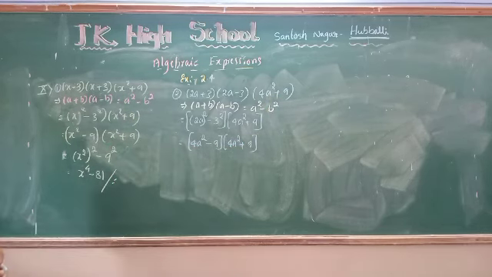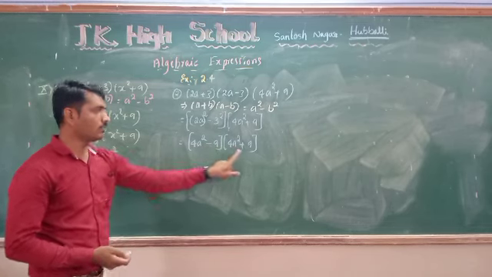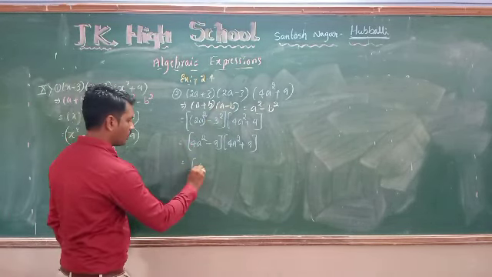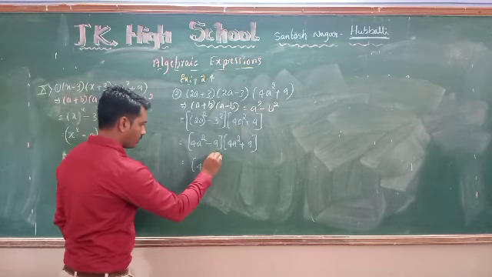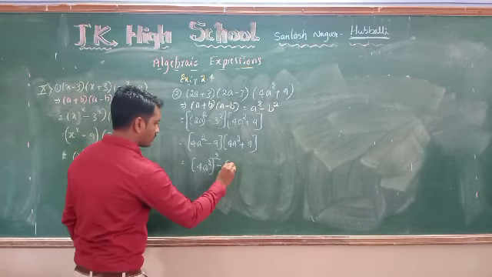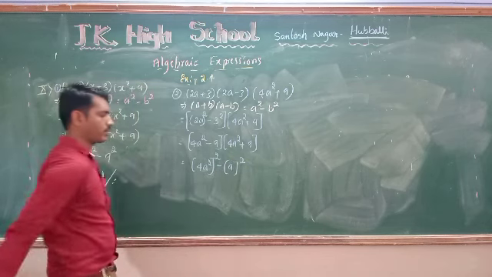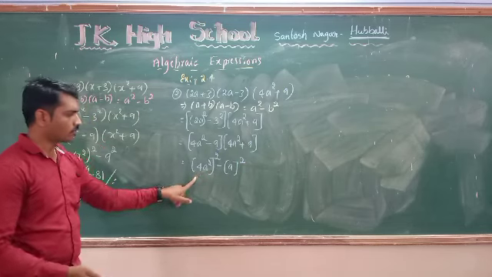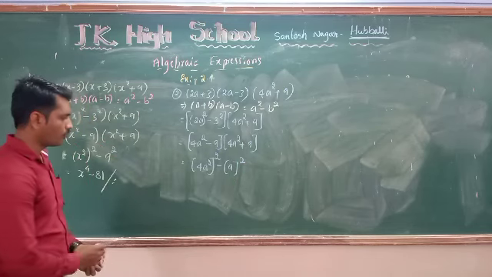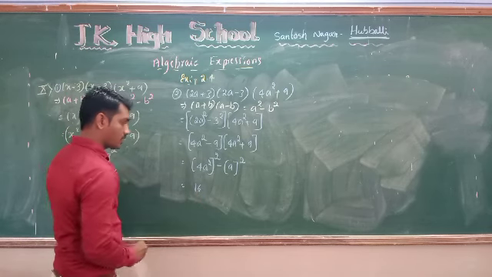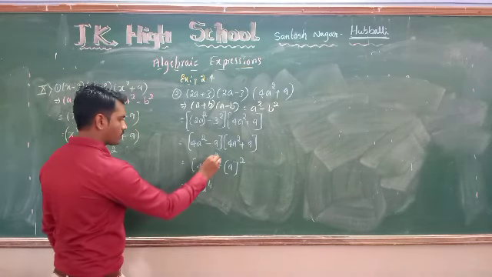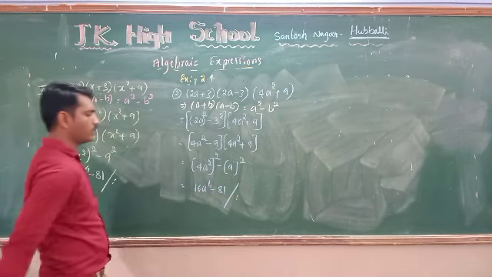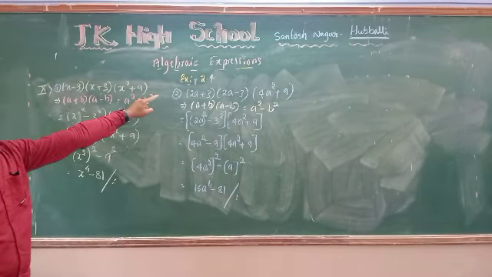Plus 9. Now the question is in the form of what? A minus b into a plus b, which means a square minus b square. So 4a square the whole square minus 9 the whole square. Now how to finish it? 4 4s are 16, a to the power 4. 9 square is nothing but 81. So this is your final answer while solving question number 2.